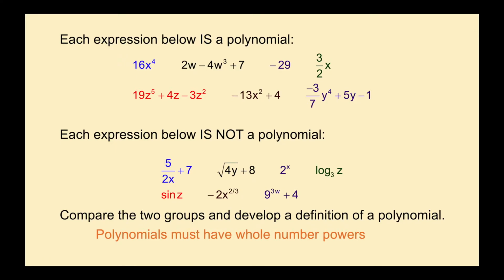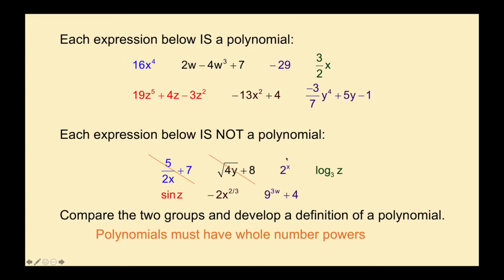powers. Now when I get down to the bottom category, the reason I could eliminate this first option is that I could rewrite this as 5 halves x to the negative first, and that's not going to be a whole number power. The whole numbers would be 0 and bigger. Then if I look at the second example, this one is not going to be considered a polynomial because if I were to rewrite this, I'd have 4y in parentheses raised to the 1/2 power, or even 2y to the 1/2. So in this situation, again, I don't have a whole number as the power.